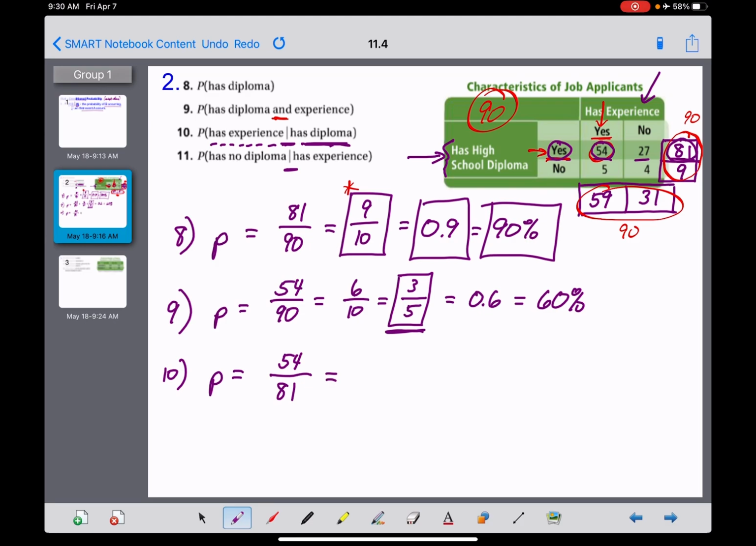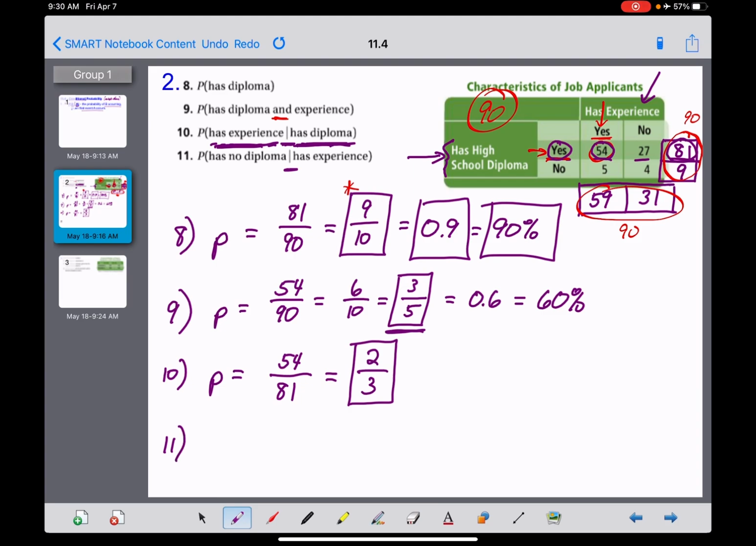Dividing out a 9 here, we'd get, oh, we can divide out a 27. That actually becomes 2/3. And again, no need to make that a decimal or a percentage. I would just leave it as a fraction there. Okay, so if we're only looking at the applicants then who have diplomas, 2/3 of them also have experience. That's what that one means.